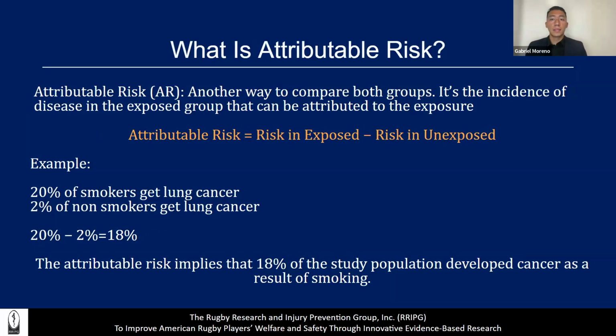Now moving on to attributable risk. AR is another way to compare both groups. It's the incidence of disease in the exposed group that can be attributed to the exposure. So how much of this is caused by the smoking? The formula is the risk in the exposed minus the risk in the unexposed. In our example, again, we said 20% of smokers get lung cancer and 2% of non-smokers get lung cancer as well. So it's 20 minus 2. And that 18% tells us that out of the people who get lung cancer, 18% get it directly because of smoking, and that 2% get it from other factors that aren't smoking.